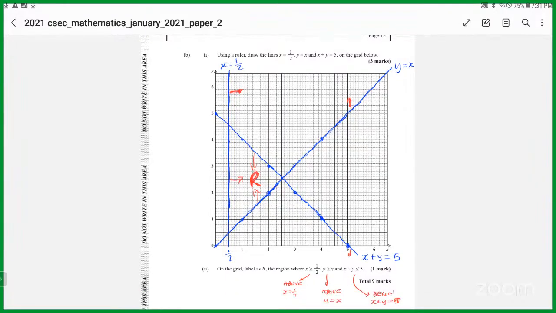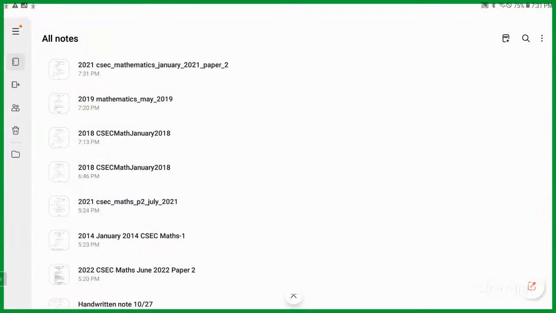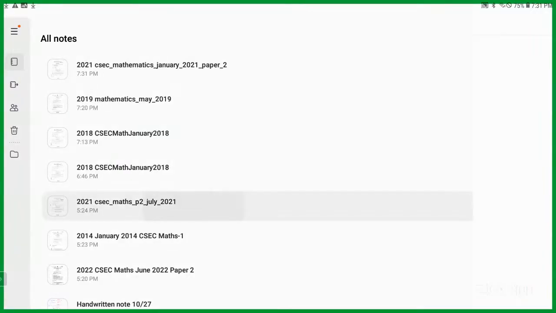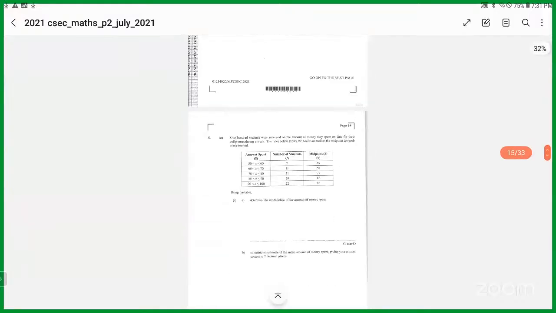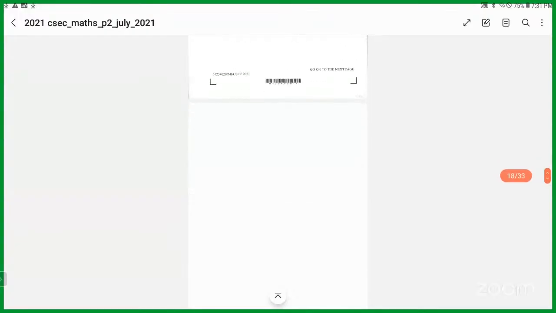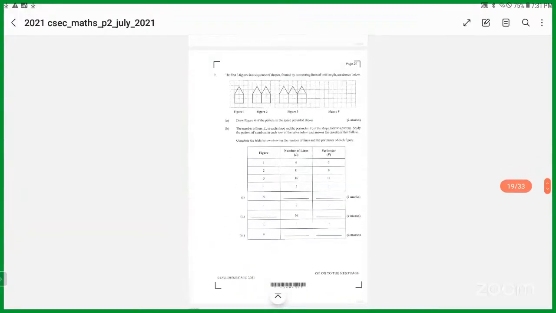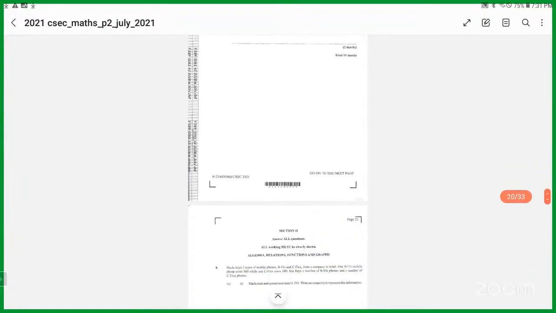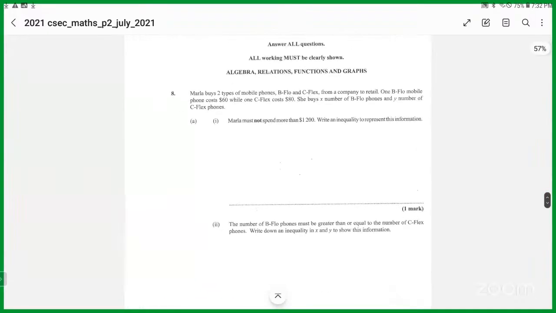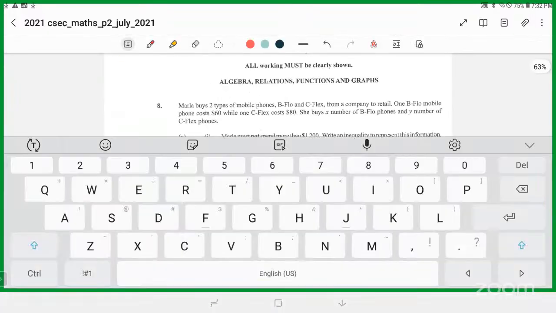Alright, so I think that was the actual linear programming question. May 2021, question 8. Question 8 on this paper. You're supposed to do. Let's see. Question 8. Alright, here we go. Let's look at this one.